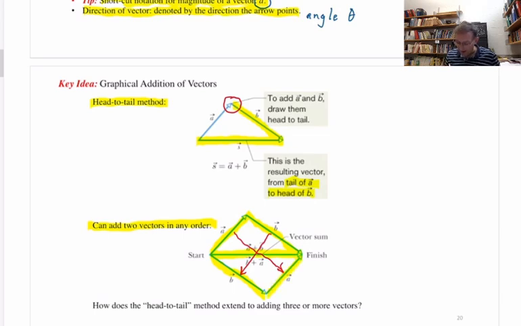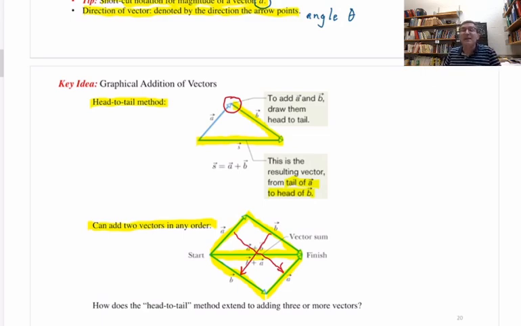Then we have the head of B at the tail of A. So B's first, then A. But still the rule is that the sum goes from the tail of the first to the head of the second. So we go from the tail of B to the head of A. But it's the same vector as we had when we did A plus B, right? It's the same vector right there in the middle. So whether you do A plus B or B plus A, you get the same result. So far, so good, hopefully.